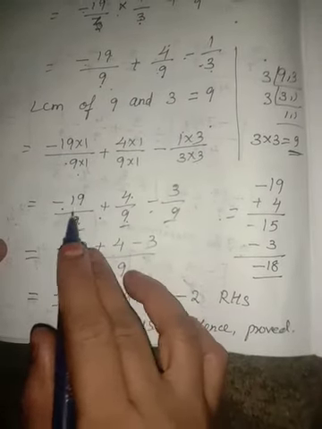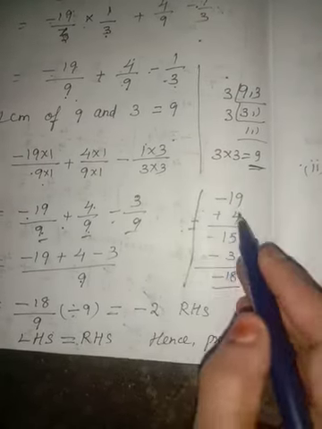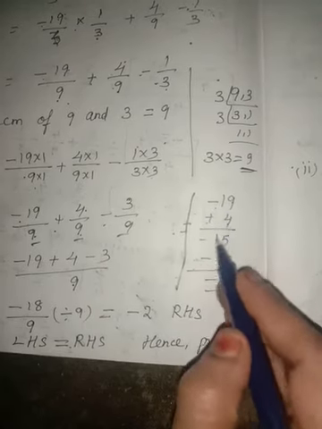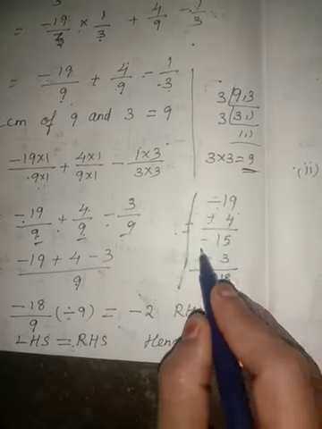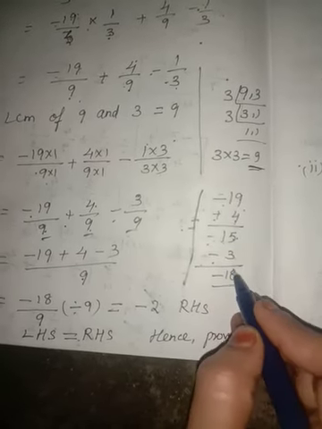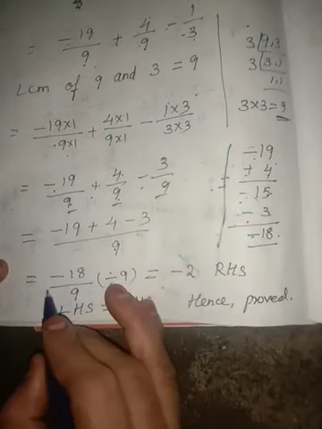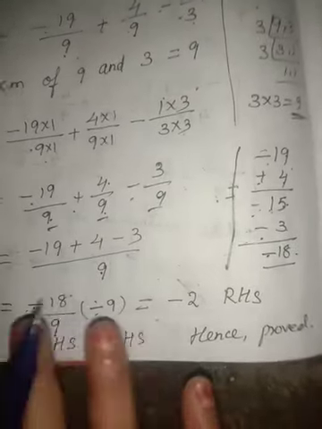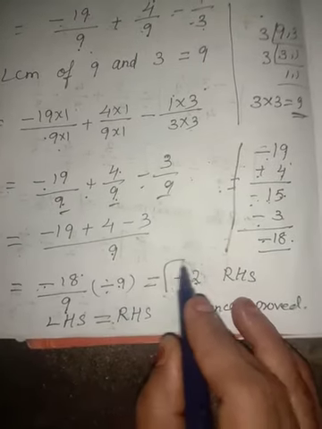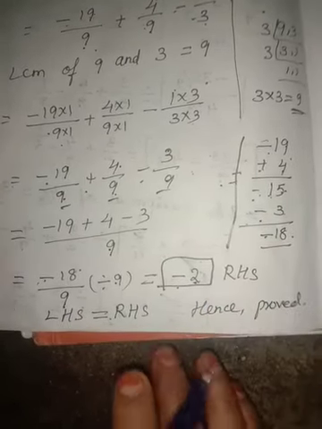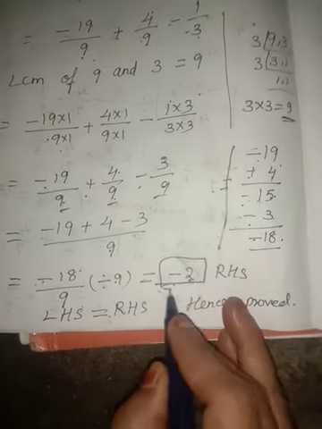So adding the numerators with the common denominator, here I explain this. Minus 19 plus 4 is minus 15: subtract and put the greater sign. Then minus 15 minus 3: adding these two, put the same sign. So from this we get minus 18 by 9. It can be reduced by 9. So that gives minus 2. So that is the right hand side. Hence we have proved it by taking the left hand side and getting the right hand side, minus 2.